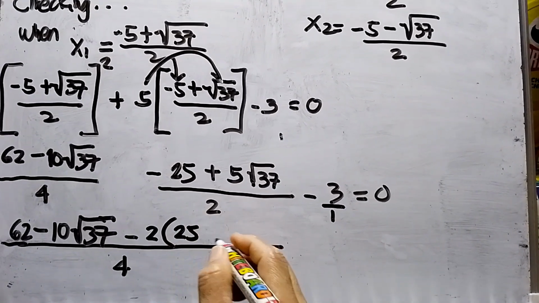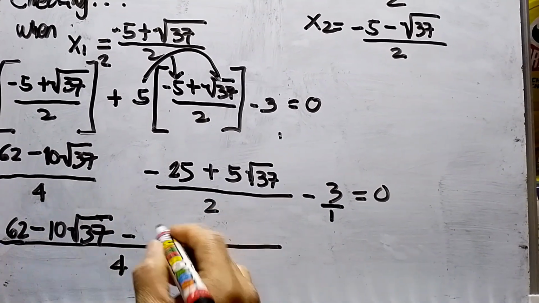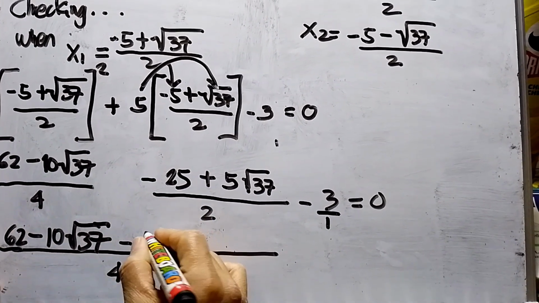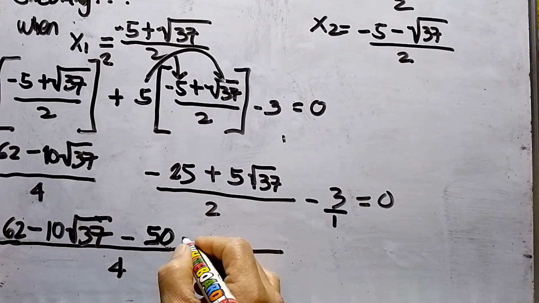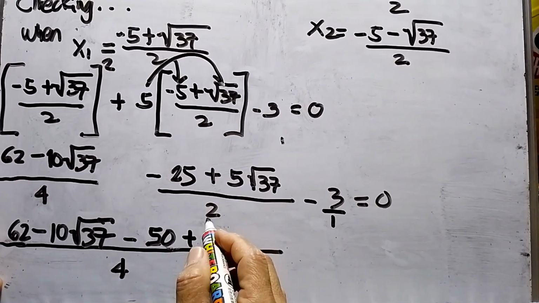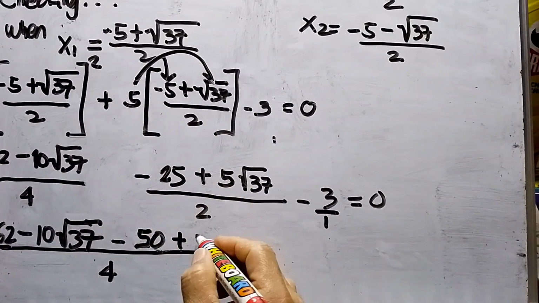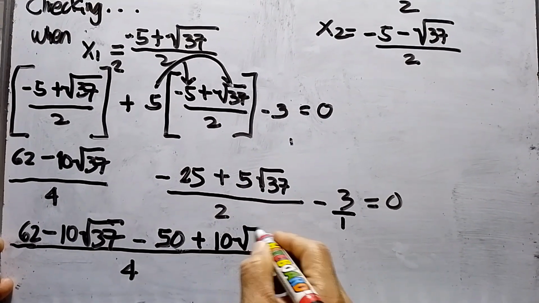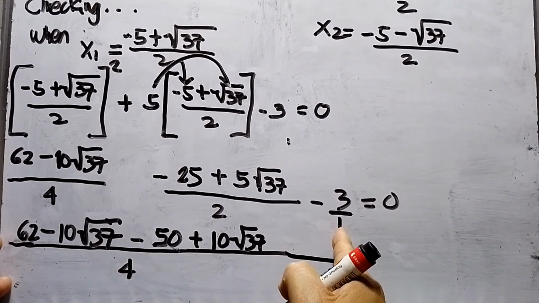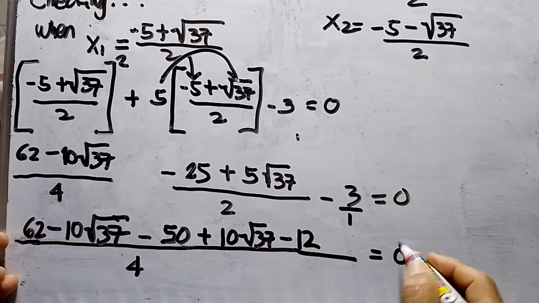25. I will just put 25 times 2 is 50. This is 50. Then this will be plus 2 times, 4 divided by 2 is 2, right? And then multiply this one. So this will be 10 square root of 37. And then 4 divided by 1 is 4 times 3. So this will be equal to 12. And is equal to 0.